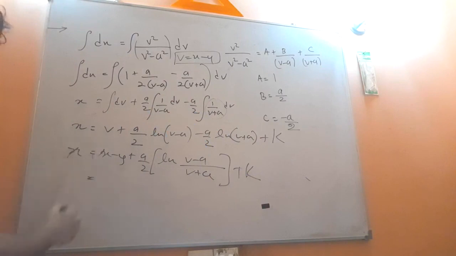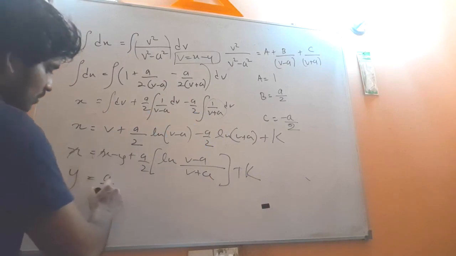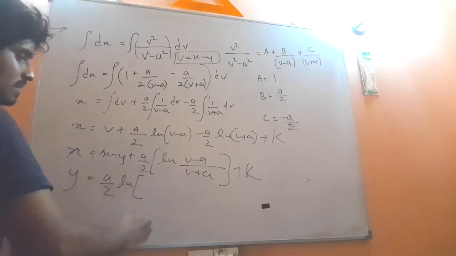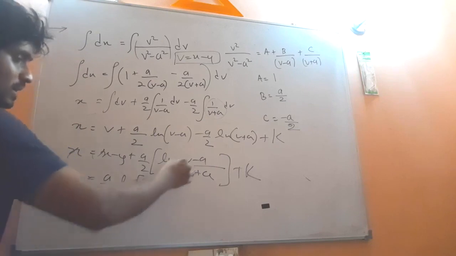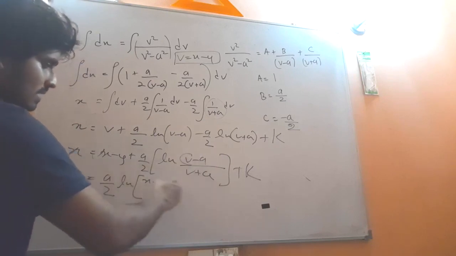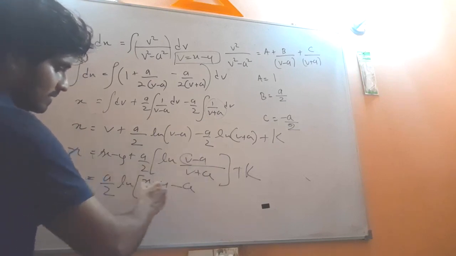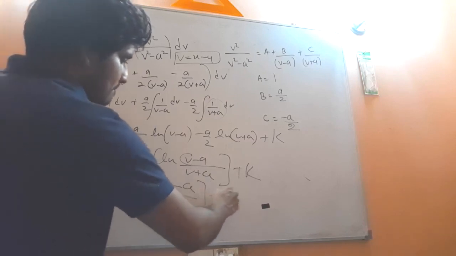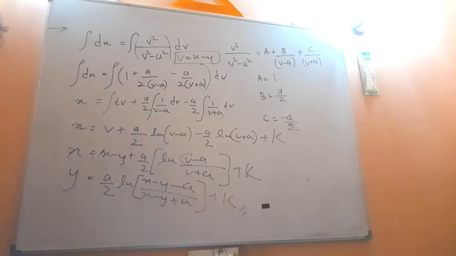So now you can very easily solve this. X to x you can cancel. You can take this y to the other side. So y equals a by 2 ln, what is v? X minus y. So you can replace this v by x minus y. X minus y minus a divided by x minus y plus a, right? Where k is the arbitrary constant. So that is the answer for this.